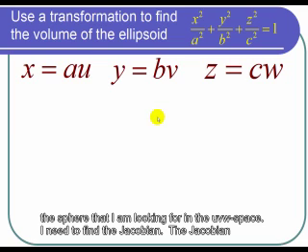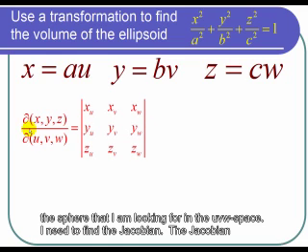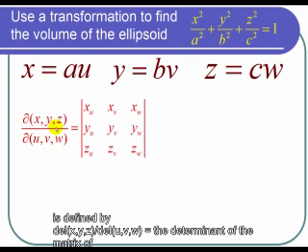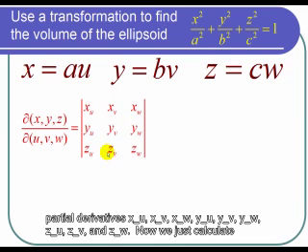So I need to find the Jacobian. And the Jacobian is defined by del xyz over del uvw is equal to the determinant of the matrix of partial derivatives: x sub u, x sub v, x sub w, y sub u, y sub v, y sub w, z sub u, z sub v, and z sub w.